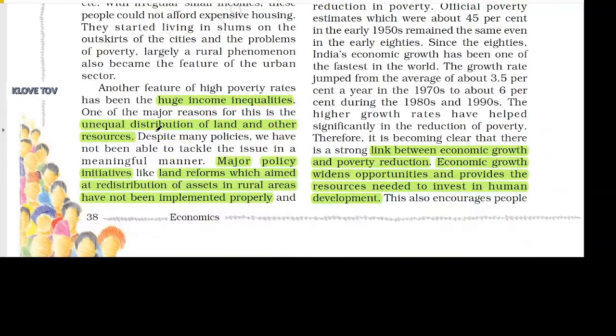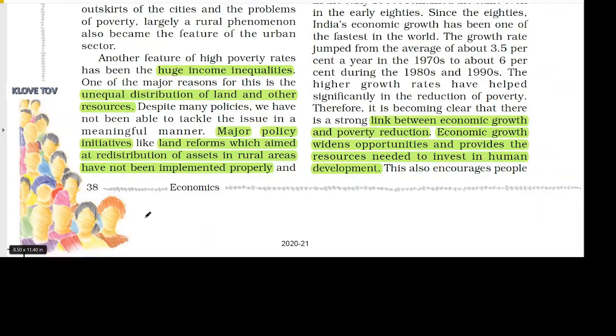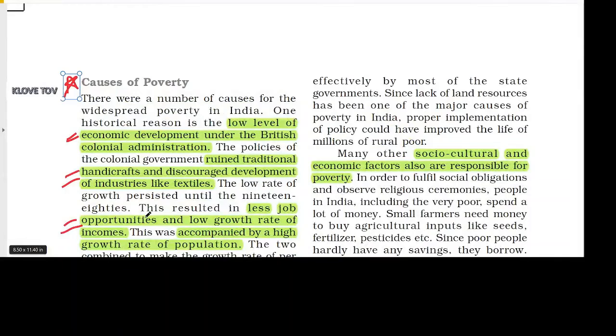Another feature of high poverty rates has been the huge income inequalities. One of the major reasons for this is the unequal distribution of land and other resources. Despite many policies, we have not been able to tackle the issue in a meaningful manner. Major policy initiatives like land reforms, which aimed at redistribution of assets in rural areas, have not been implemented properly and effectively by most of the state governments, since lack of land resources has been one of the major causes of poverty in India. Proper implementation of policy could have improved the life of millions of rural poor.